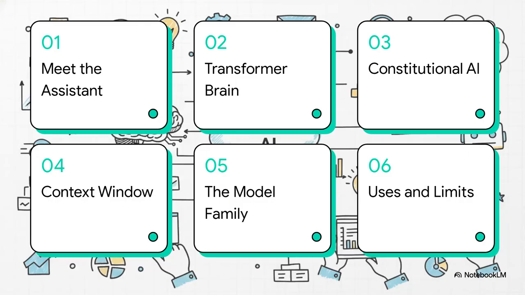So here is our roadmap for this explainer. We're doing a 6-part anatomical deep dive. First up, meet the Claude assistant. Number 2, inside the transformer brain. 3, constitutional AI. 4, the context window memory. 5, the model family. And finally, 6, real-world use cases and limits.